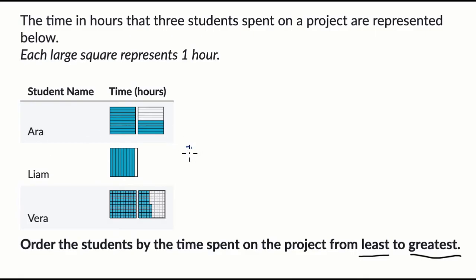This is 9 tenths of an hour, which we could write as 0.9. So the least is Liam, because we're trying to go from least to greatest, so we've used Liam already. So now let's compare Ara and Vera. They both did a whole and then some, so let's compare the then some.